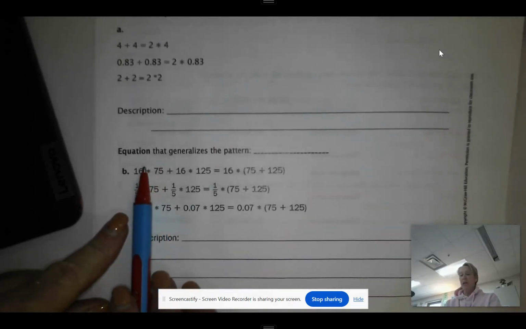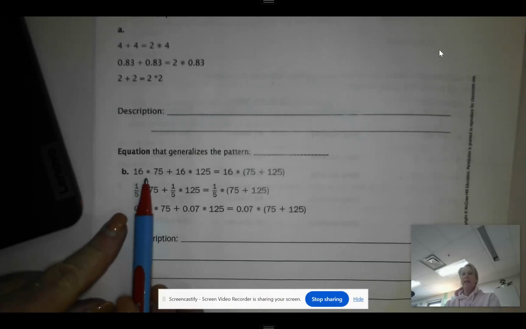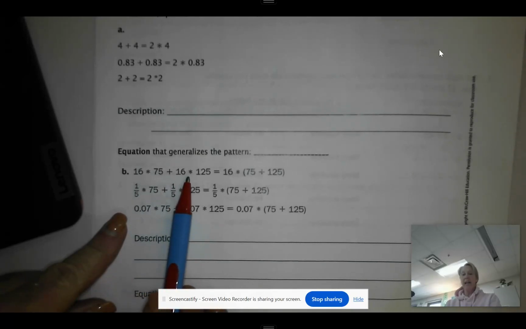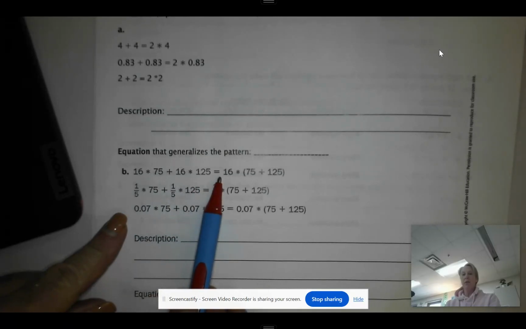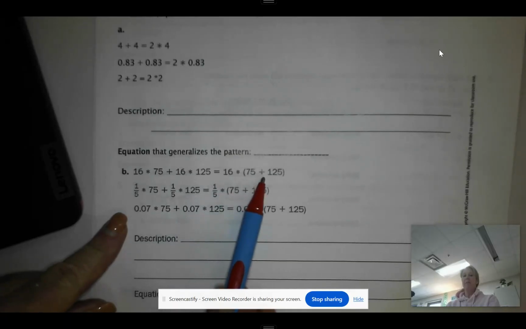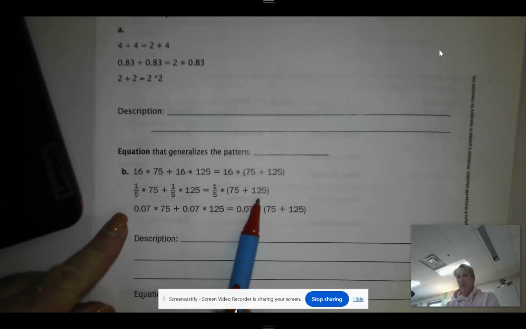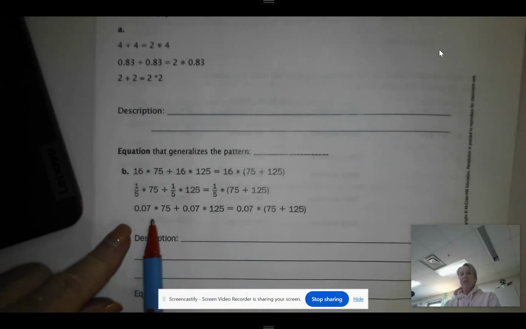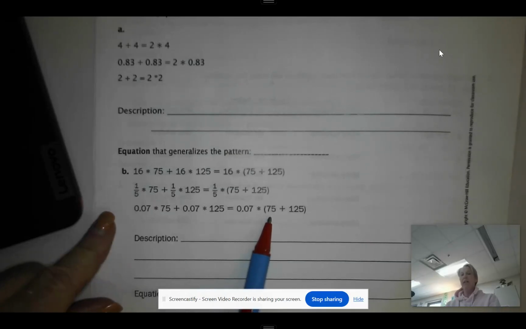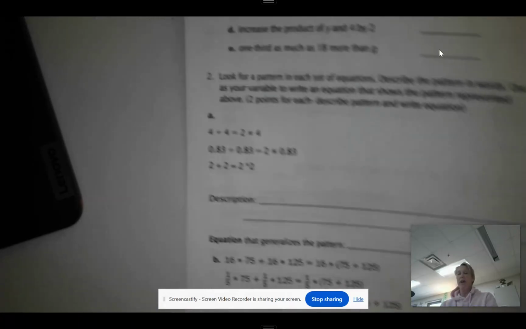B, it's the same thing. You're going to write a description and an equation to generalize this other pattern. 16 times 75 plus 16 times 125 is equal to 16 times the quantity 75 plus 125. 1/5 times 75 plus 1/5 times 125 is equal to 1/5 times the quantity 75 plus 125. 7 hundredths times 75 plus 7 hundredths times 125 is equal to 7 hundredths times the quantity 75 plus 125.